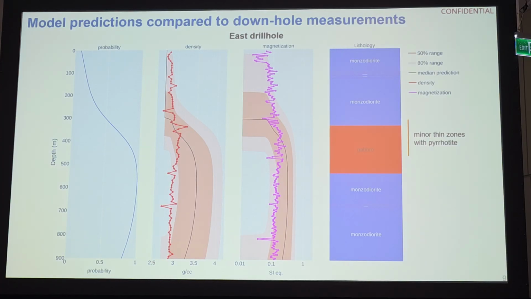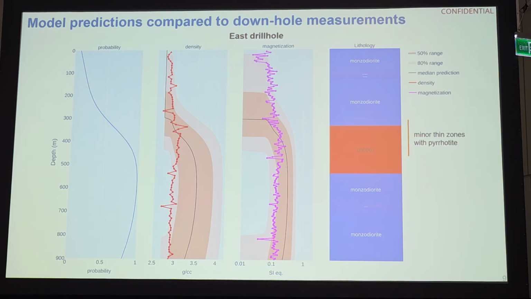Then we drilled the hole. The hole went into a sequence of unusually dense monzodiorites, and within that was a 200-meter sequence of gabbro. There was some pyrrhotite in that gabbro, but no evidence of nickel mineralization, unfortunately.